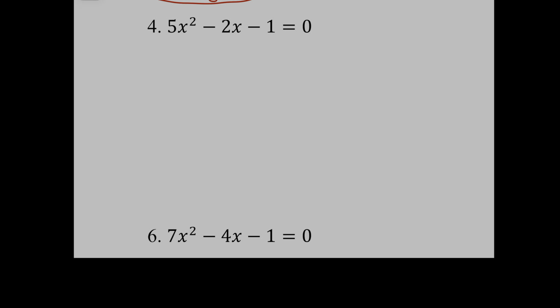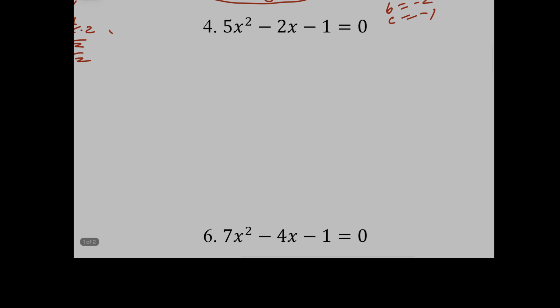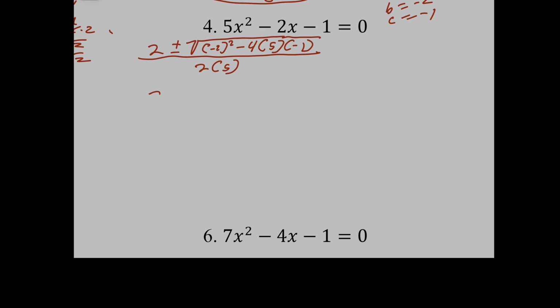Number 4, A is going to be 5, B is going to be negative 2, C is going to be negative 1. Cool? All right, so what's the opposite of B? Well, right now B is negative 2, so the opposite, I'm going to go just a normal 2. Okay, plus or minus the square root of B squared. That's going to be negative 2 squared minus 4 times A times C. Ooh, keep that over there. All over 2A. Well, that's going to become 2 plus or minus square root of.